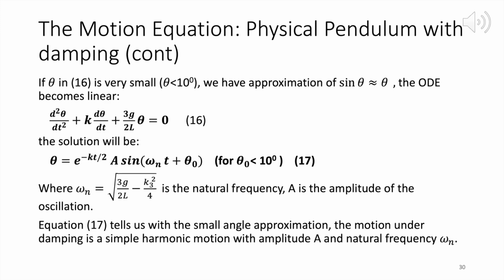Before we continue, I would like to mention an approximation method to transform the nonlinear equation to a linear equation. As we know, when the vertical angle theta is very small, say less than 10 degrees, sine theta is approximately theta. In this way, we can replace sine theta with theta, and therefore we'll have equation 17.